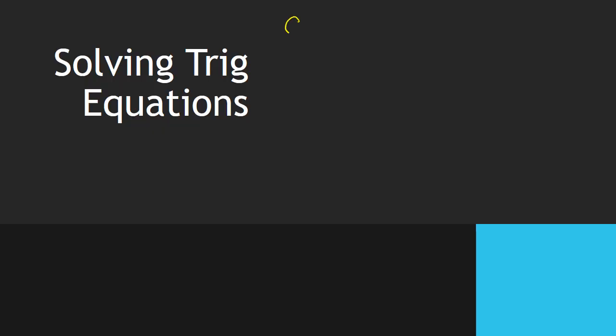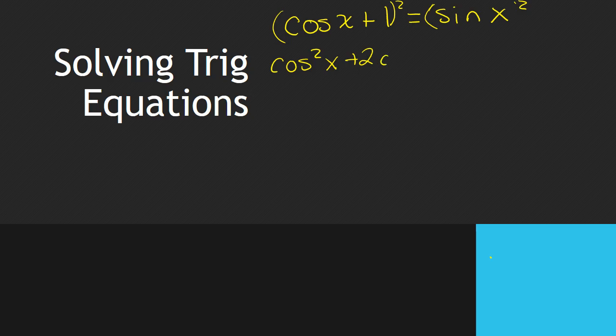Okay, this time we're going to do cosine x plus 1 equals the sine of x. I'm going to go ahead and square both sides so I can get it into one trig function. So if I take this and square it, and this and square it, when I square this and FOIL it, I get cosine squared x plus 2 cosine x plus 1 is equal to sine squared x.